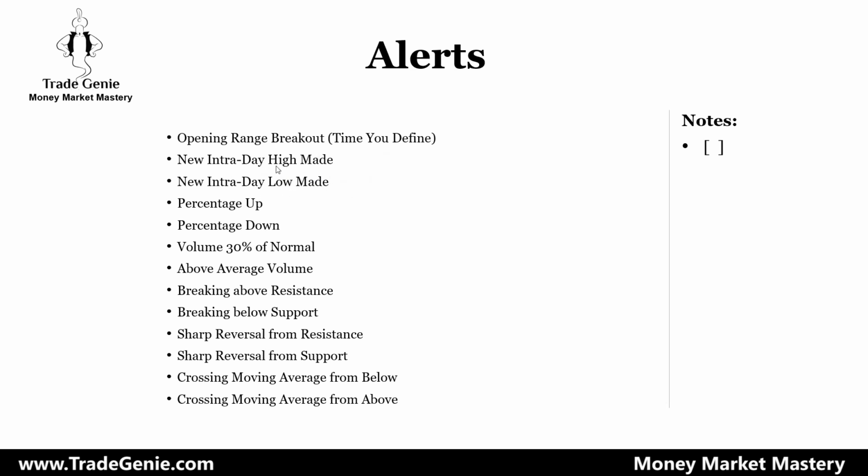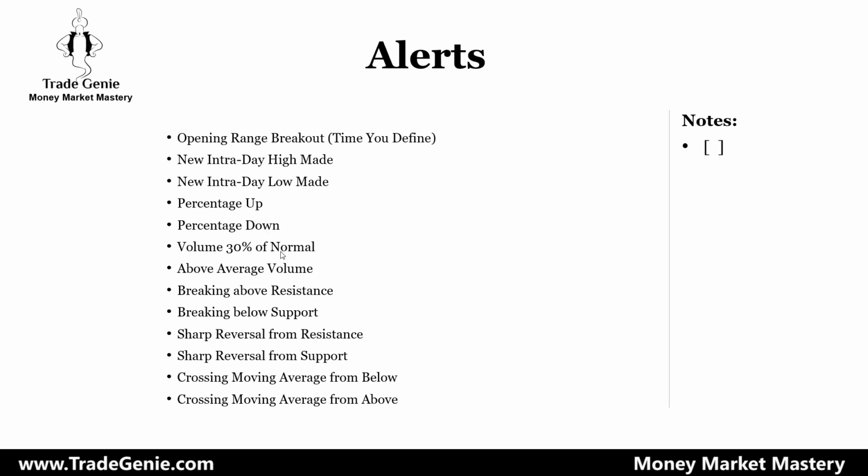Now another alert you can make is a new intraday high. Let's say right now I don't know what's going on with the market, I'm not watching. It's about 11, and a new intraday high is being made in certain stocks. So you can set the alert, or for a new intraday low made. Percentage up, you can set the alert for 1%, 2%, or 3%, so at least you pay attention to that. Percentage down, how many percent down? 3% down, something is going on with my puts. So maybe it's time to take profit.